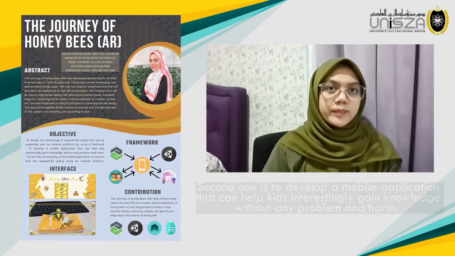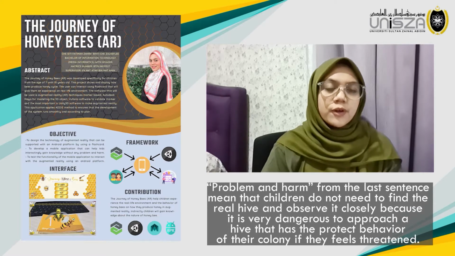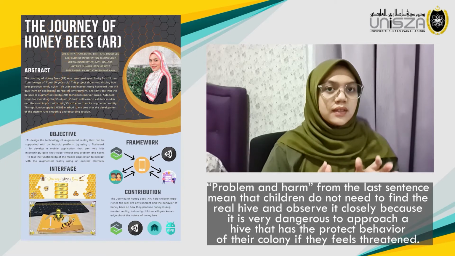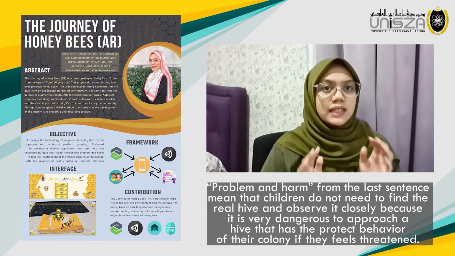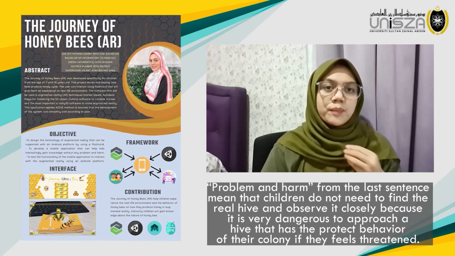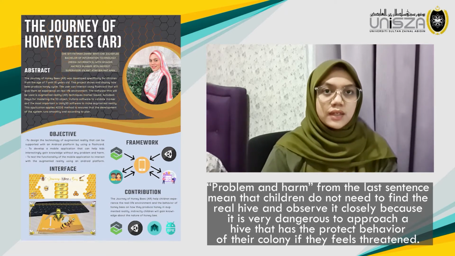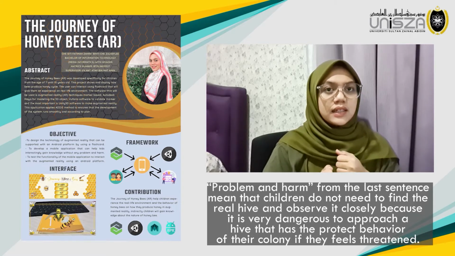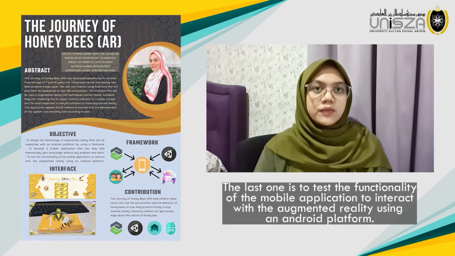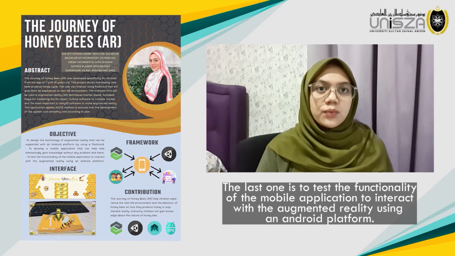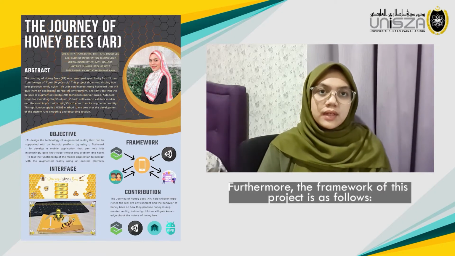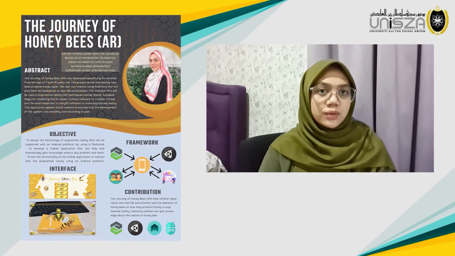problem and harm. Problem and harm from the last sentence means that children do not need to find the real hive and observe it closely, because it is very dangerous to approach a hive that has the protective behavior of their colony if they feel threatened. The last one is to test the functionality of the mobile application to interact with the augmented reality using an Android platform.